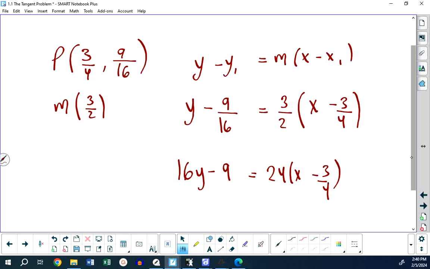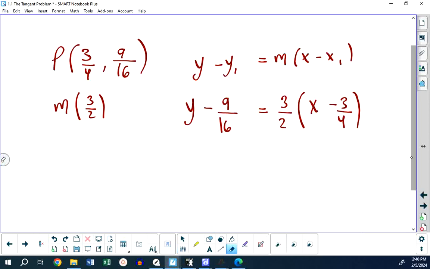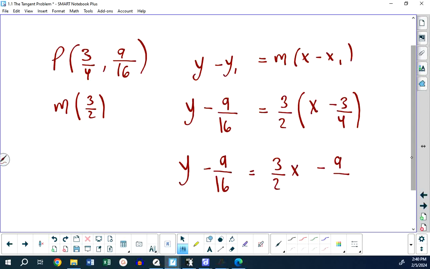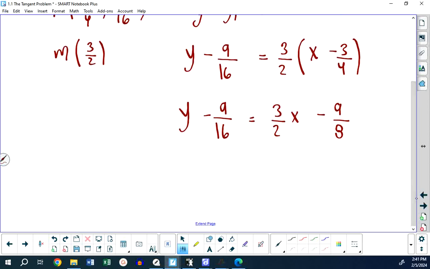So I would multiply this out. y minus 9/16 equals 3/2 x minus 9/8. It turns out that multiplying everything by 16 is going to work, and this time it's going to get rid of everything in terms of denominators. Can you check my arithmetic there? Good. So multiply everything by 16.